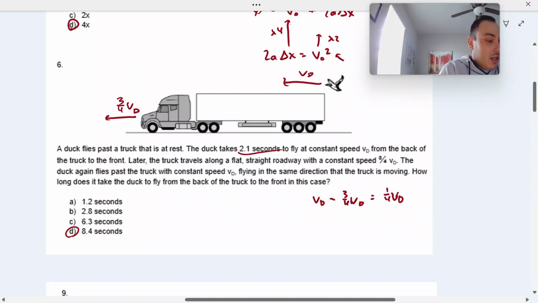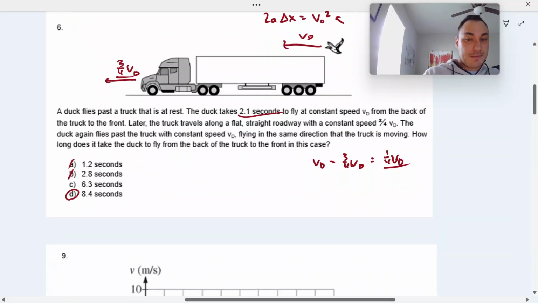So it's already not A or B. Because the truck is moving 75% the speed of the duck now, the duck is going to take just that much longer to go across because it's moving with 1/4 of a relative velocity. It was kind of a scuffed explanation, but the answer there is D.